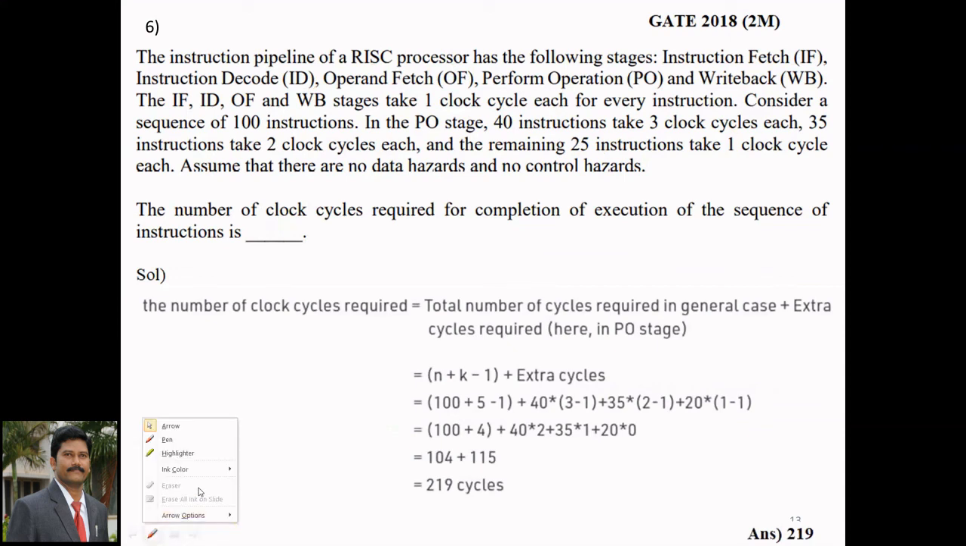Yeah, 219. Here, the total number of cycles required in the general case plus the extra clock cycles in the pivot stage. So n plus k minus 1, that is 100 plus 5 minus 1, that is 104. But here, for 40 instructions, 2 extra clock cycles it is taking, for 35 instructions, 1 extra clock cycle it is taking. For 20 instructions, it is already taken, 1 minus 1, that is 0 only. So here 104 plus 115, that is 219 cycles it is taking.